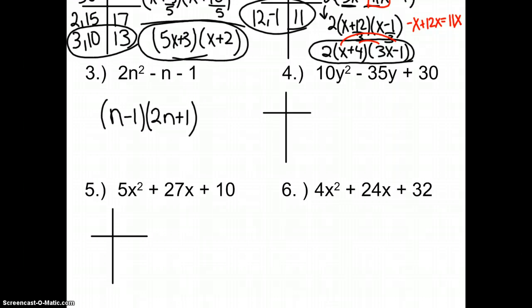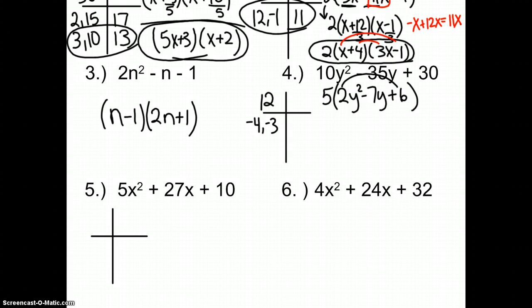Number 4, again we can look at it and see what we can factor out, which is a 5 in this case. So we have 2y squared minus 7y plus 6, and we multiply our first and our last, so we're trying to find factors of 12 that give us a negative 7. So we can try negative 4 and negative 3 would give us negative 7, which is what we're looking for. Write it in our standard notation. Y minus 4 times y minus 3.